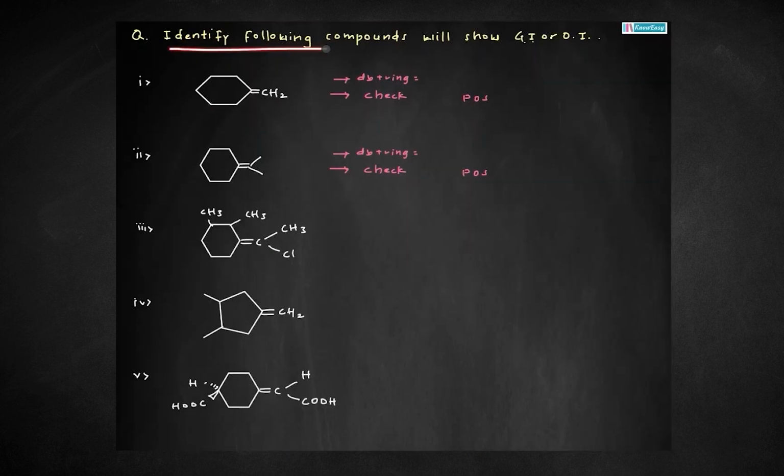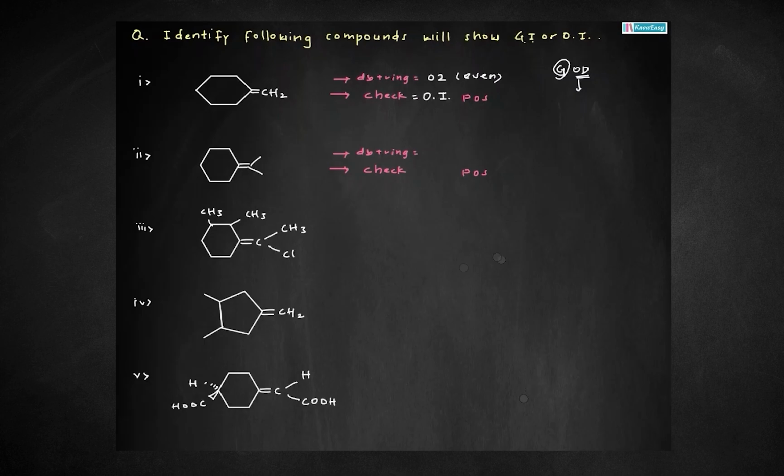Solve the following questions. Identify the following compounds which show geometrical or optical isomerism. So there is a ring plus double bond. So double bond plus ring will be equal to 2. So 2 is an even number. So this is our trick: if the number is odd, then check geometrical; if the number is even, then check optical.